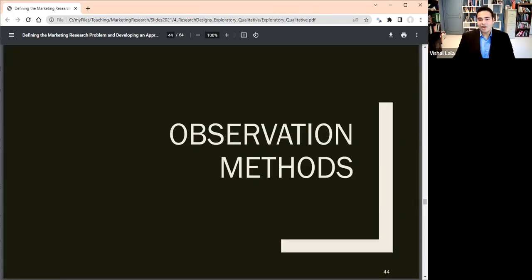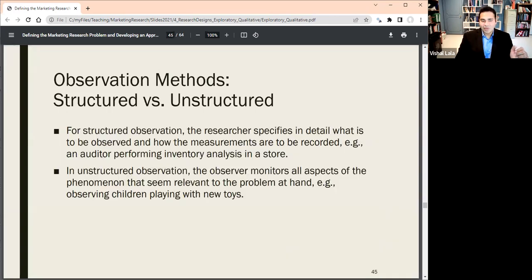Moving along, we'll now take a look at some observation methods for qualitative or exploratory research methods. Observation methods are characterized by, well, observation. Now, to better understand it, let's examine a taxonomy of observation methods.